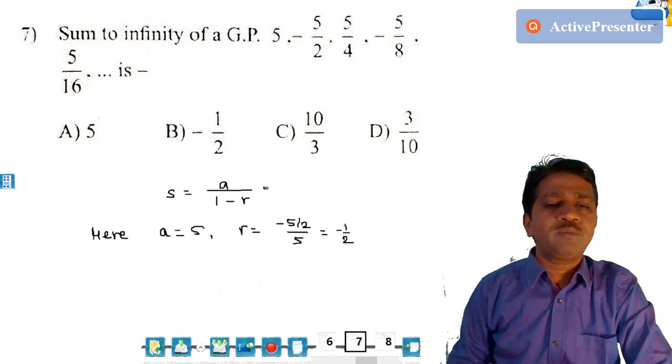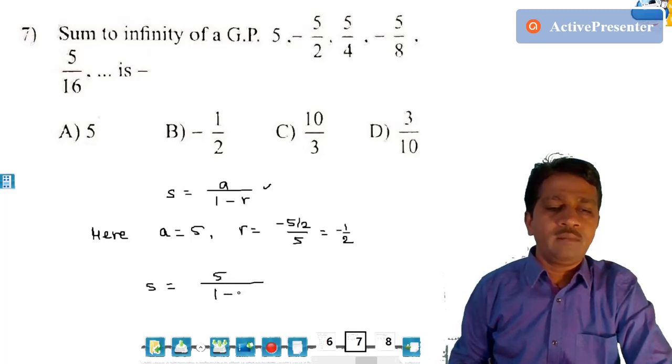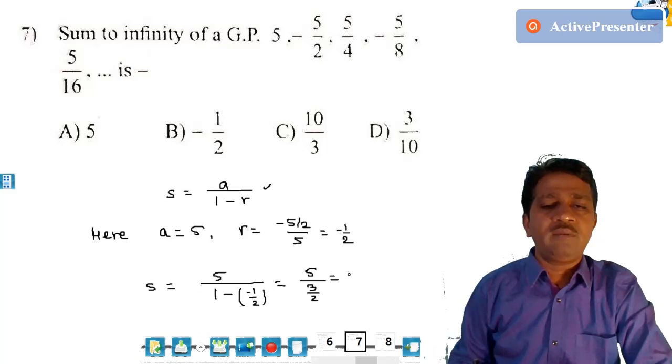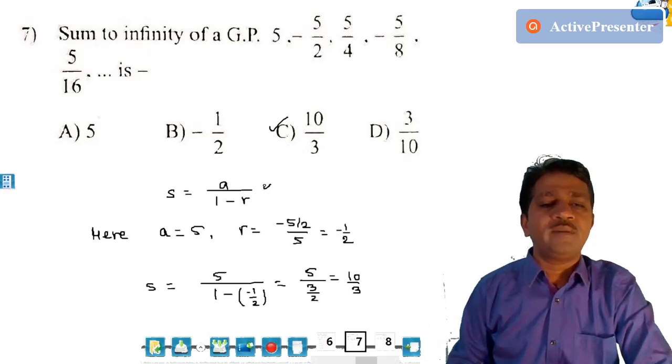So using this formula, I can write the sum to infinity terms. A means 5 divided by 1 minus minus 1 by 2. So it is nothing but 5 upon 1 plus 1 by 2, which is 3 by 2. And if I take this 2 to the numerator, it will become 10 by 3, which is correct. This is the formula for sum to infinity terms. We have seen it in the previous lecture.